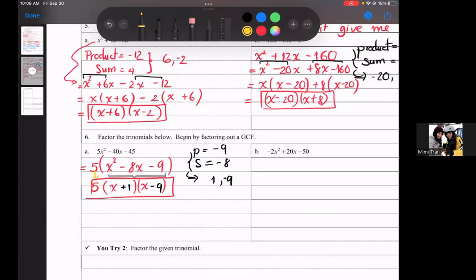Is there any question? It's a good time to ask. Okay. 6B, it's in descending order, so yes, it's checked. What should I factor out for the GCF? Very good. Negative 2, right? You're going to factor out the negative as well, especially when you have a negative for the x squared. So negative 2. And then what's left? x squared minus 10x plus 25, right?